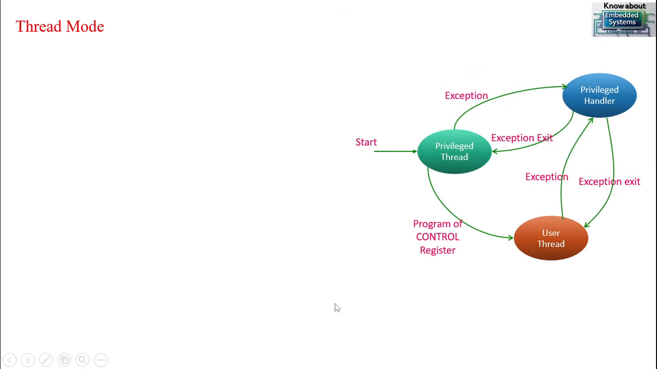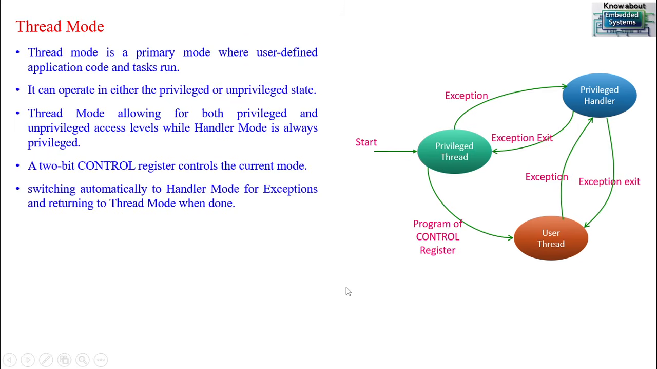So now let us understand what is a thread mode and what is handler mode. Thread mode means, as I already told you, whenever the user wants to execute a program, then the processor will enter into thread mode. Thread mode is nothing but user application mode. Most of the time, whenever we want to execute a program, the program will execute in thread mode. Again, thread mode has two small classifications. One is privileged thread and one is unprivileged thread, also called user mode.